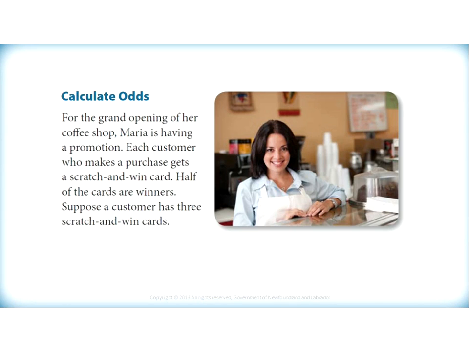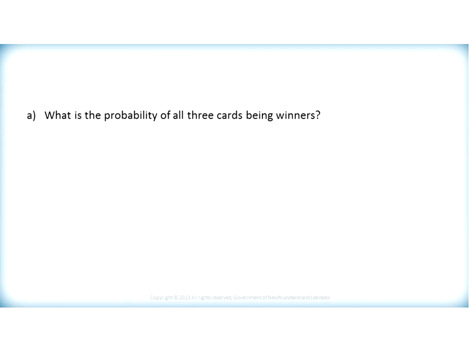Okay, in this example, for the grand opening of our coffee shop, Maria is having a promotion. Each customer who makes a purchase gets a scratch and win card. Half of the cards are winners. Suppose a customer has 3 scratch and win cards. First question, what is the probability of all 3 cards being winners? And we're going to tackle this problem by drawing a tree diagram.